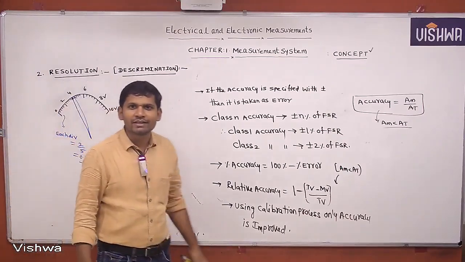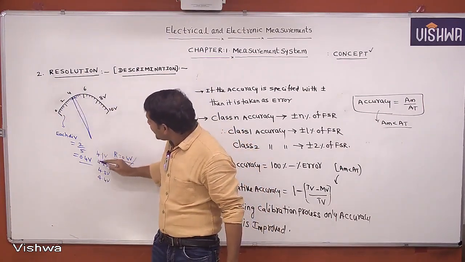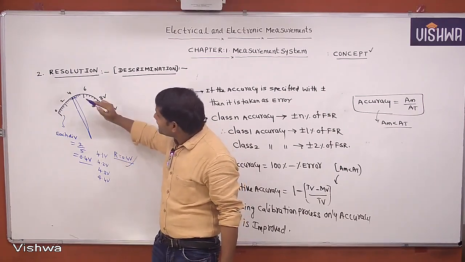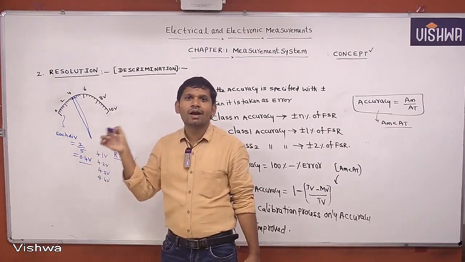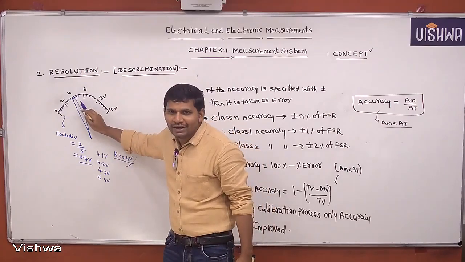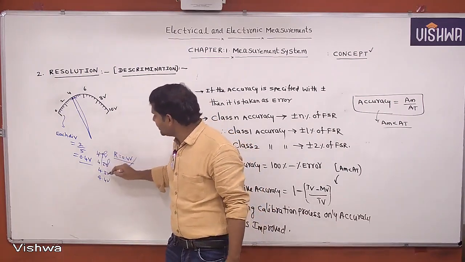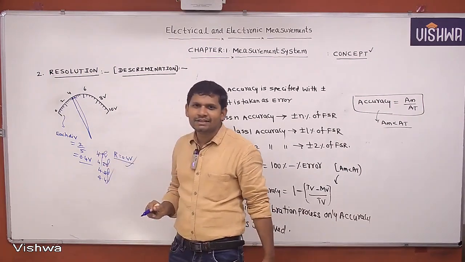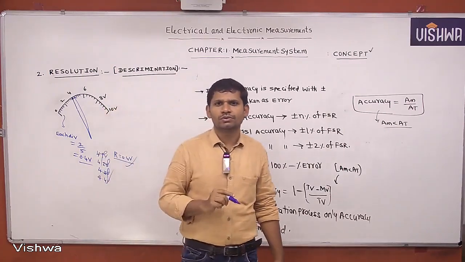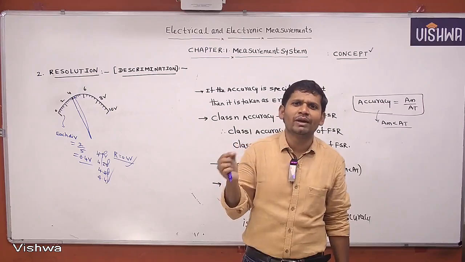Then how can we define the resolution? Very important definition. The smallest change in the input that can be detected by an instrument is called resolution. For a 0.1 volt change, is the instrument detecting? No, that's why it is not the resolution. 0.2 volts it is not detecting, 0.3 is not detecting, 0.4 volts is detecting. That's why the resolution of this voltmeter is 0.4 volts.